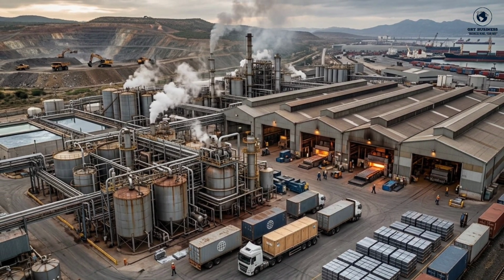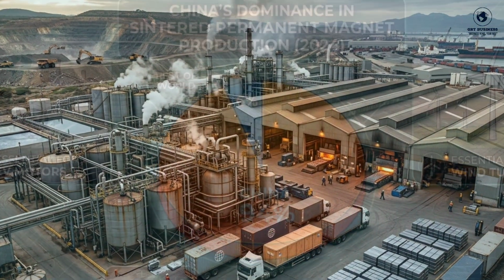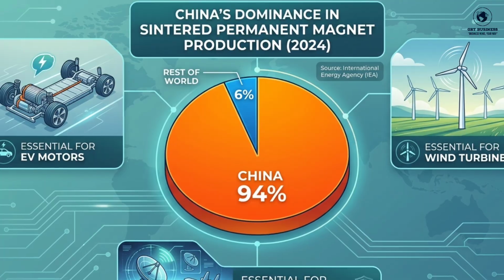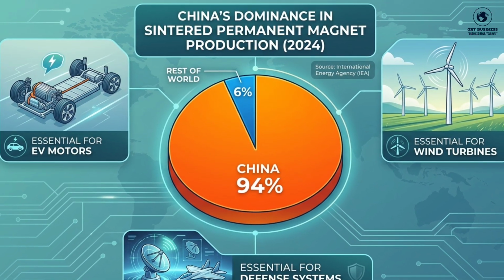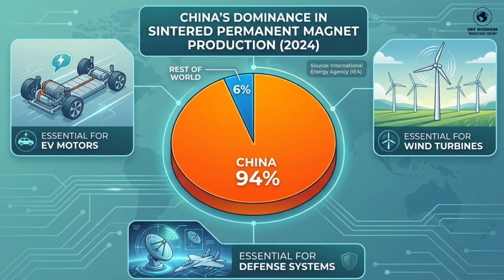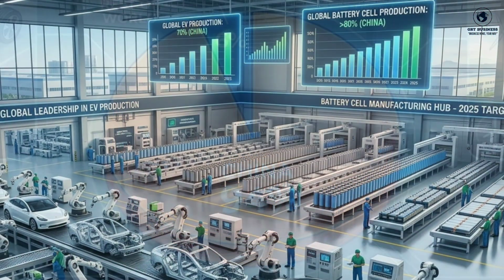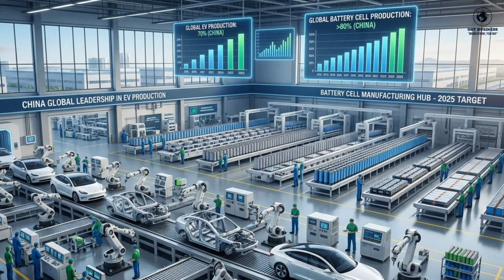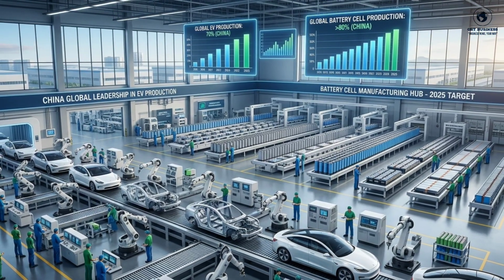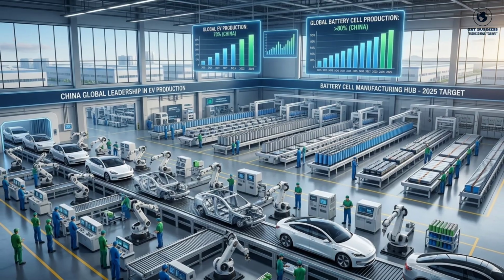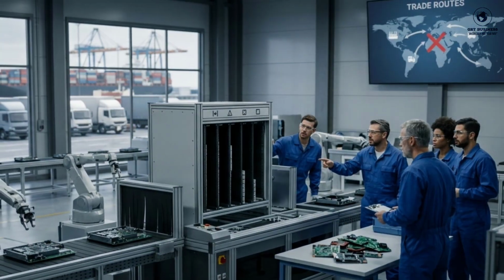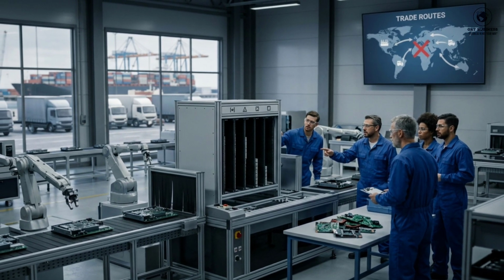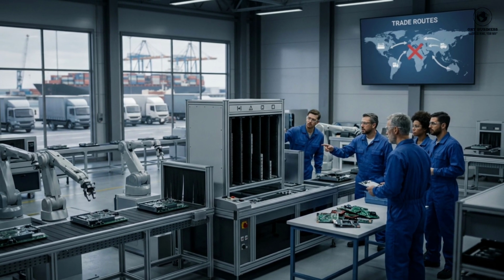Because China's hold on rare earth processing and permanent magnets is very strong. According to the IEA, China controlled 94% of sintered permanent magnet production in 2024. These magnets are essential for EV motors, wind turbines, and defense systems. In EVs and batteries too, China's hold is massive. According to the IEA, in 2025, China held nearly 70% of global electric car production and more than 80% of battery cell production. Now think, if tomorrow there is trade tension, export control, or geopolitical conflict, factories in other countries could suddenly stop. This is the strategic risk of overdependence.